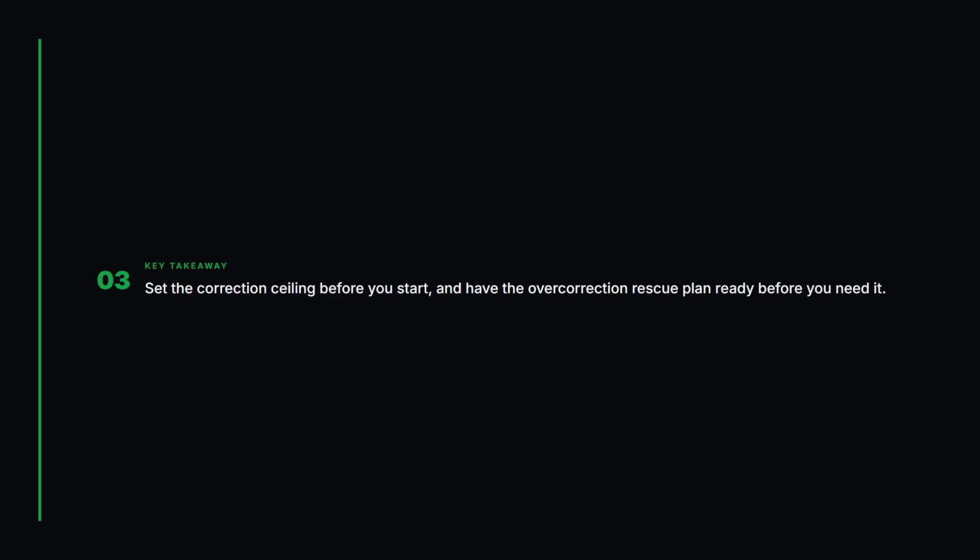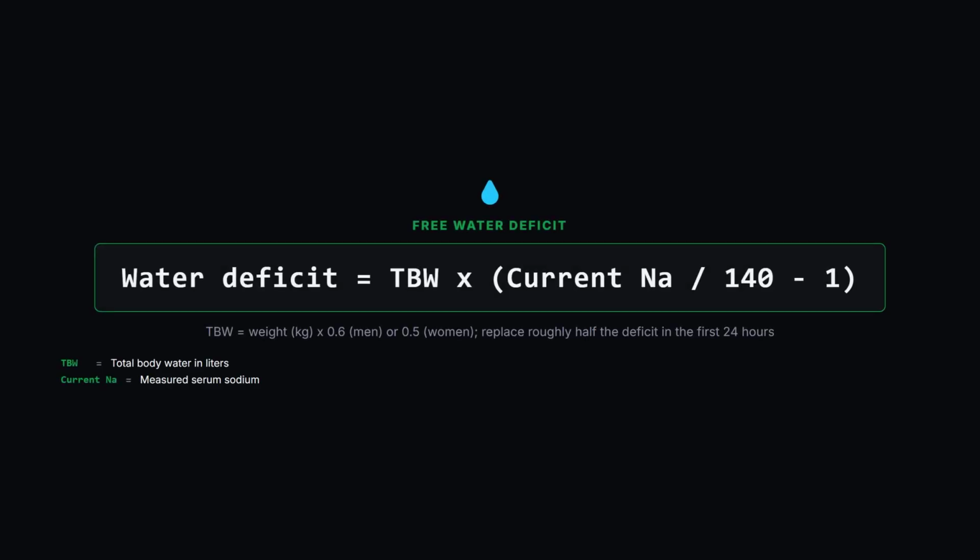Hypernatremia almost always means free water deficit, not sodium excess. The differential is about where the water went. The free water deficit formula gets you a starting estimate, not a final prescription. Total body water runs roughly 60% of weight in men, 50% in women, and less in the elderly. Replace half the deficit over the first 24 hours, then reassess.